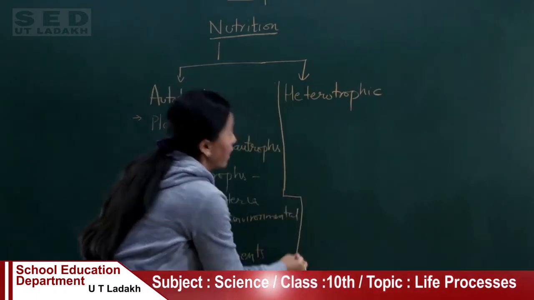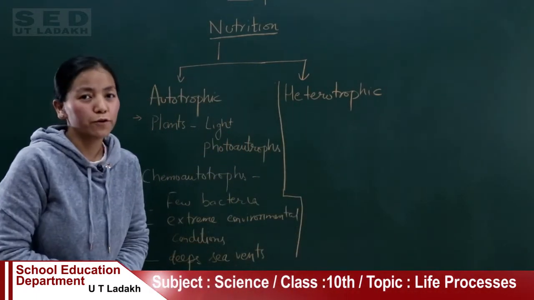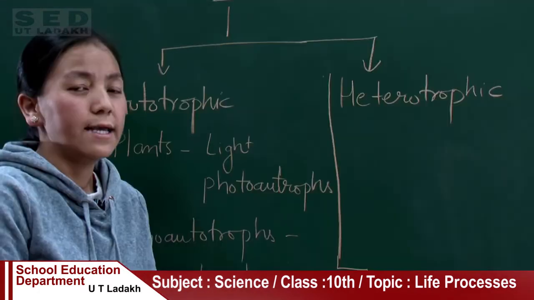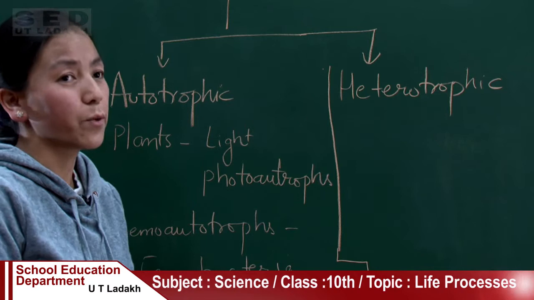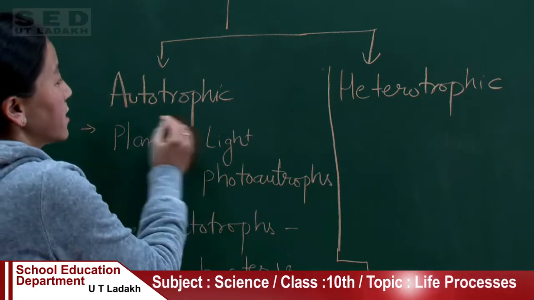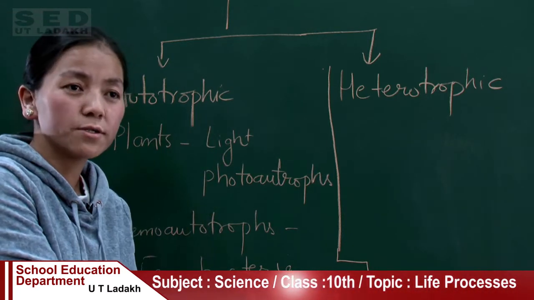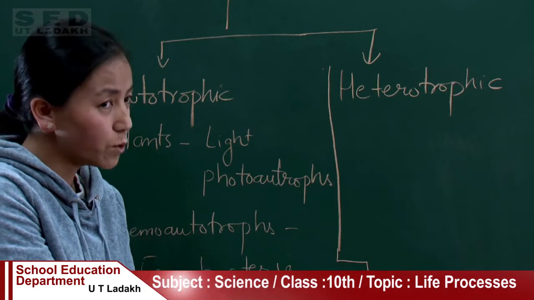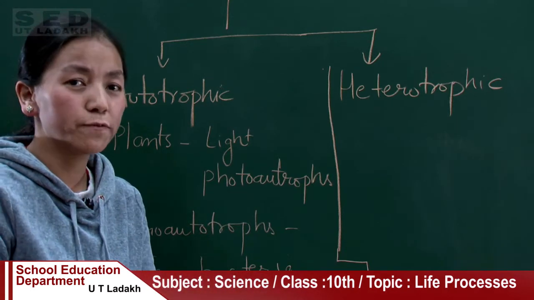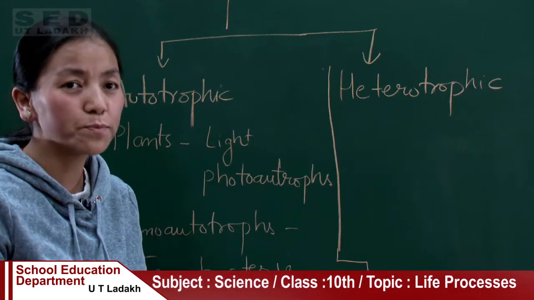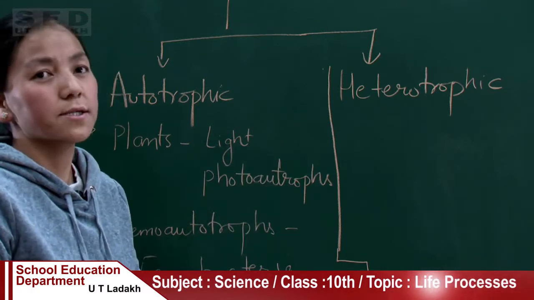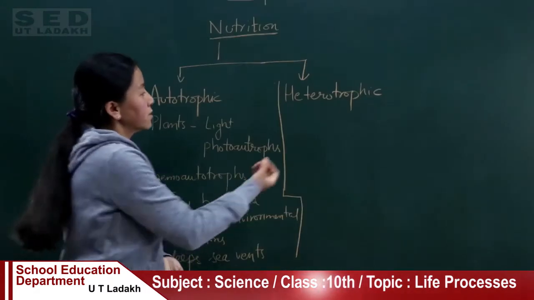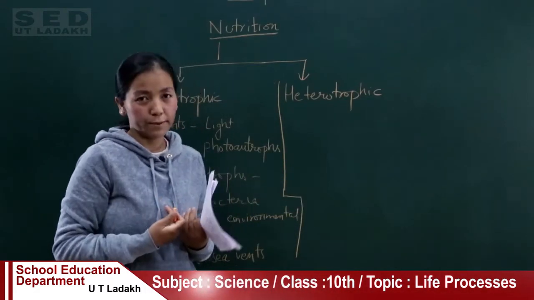And we have the heterotrophic mode of nutrition. The other mode of nutrition is heterotrophic nutrition, the mode by which organisms acquire their food. We know that in the autotrophic mode of nutrition organisms can make their own food, but in the heterotrophic mode of nutrition the organisms are not able to synthesize their own food. They are dependent on other organisms for their food. For example, us human beings.